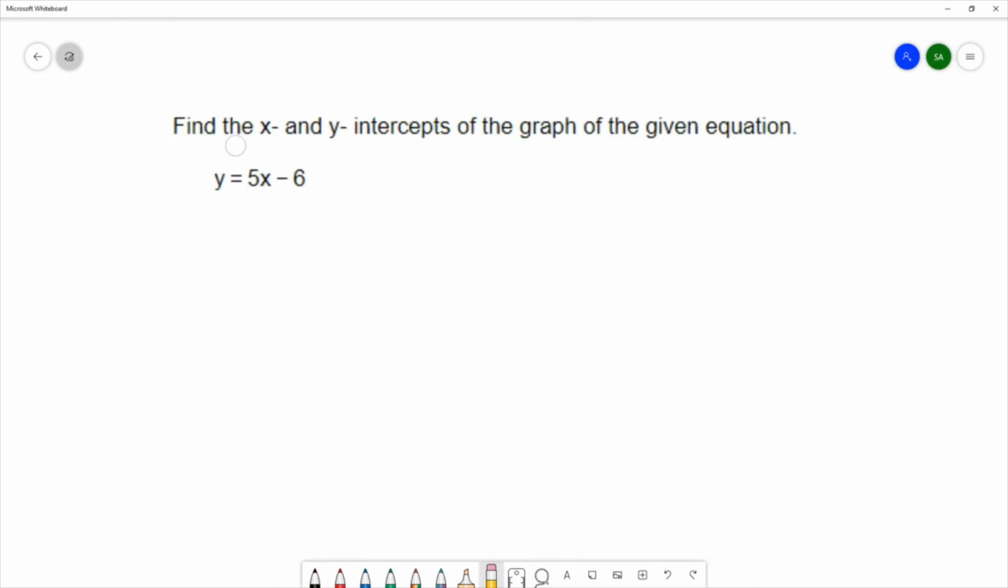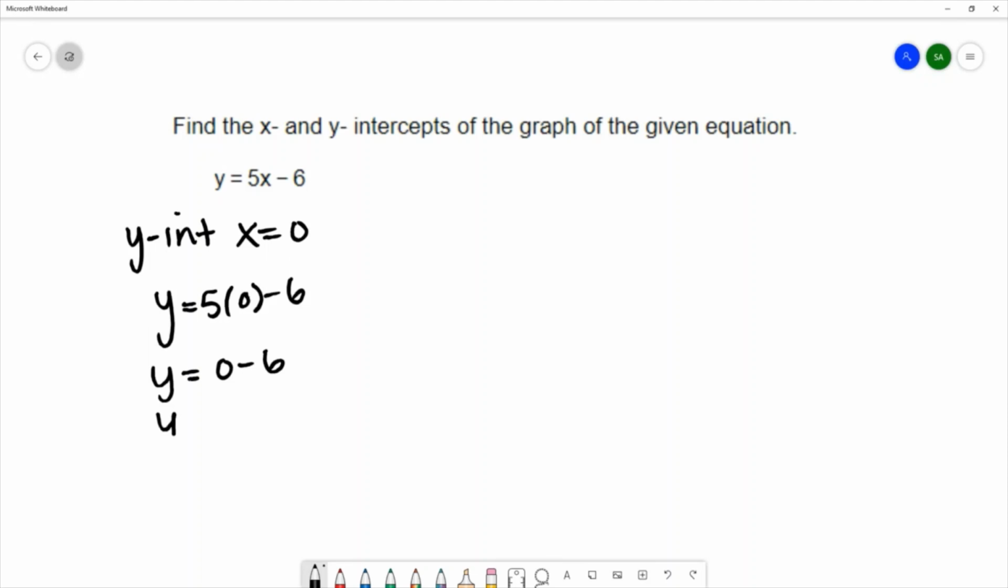This question says, find the x and y intercepts of the graph of the given equation. Our equation is y equals 5x minus 6. I'll find the y-intercept first by letting x equal 0. So I'll substitute in for x a 0, and that gives me y equals 0 minus 6, and y equals negative 6. So this graph will have a y-intercept at 0, negative 6.